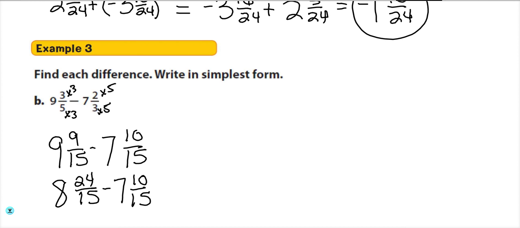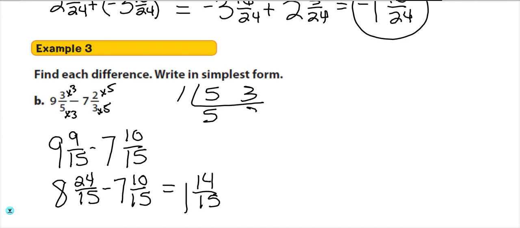Okay. Can I do 8 minus 7? Yes, that's going to be 1. Can I do 24 minus 10? Yes, that's 14. And then over 15, and there's my answer. All right, let me draw the box here just in case you guys got lost on that part. I'm assuming by now you've got it all figured out.